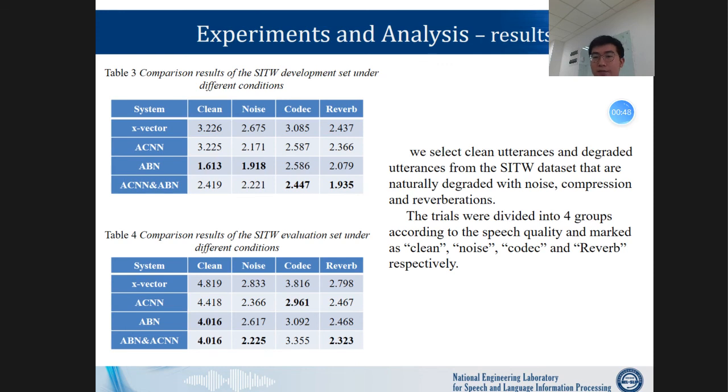To test the effectiveness of the proposed ACNN and ABN in different speech environments, we select clean utterances and degraded utterances from the SITW dataset to simulate different conditions. The results in Tables 3 and 4 show that both the ABN and the ACNN achieve significant improvements under all conditions. This comparison demonstrates that the proposed algorithms are robust to environment types and speech quality.